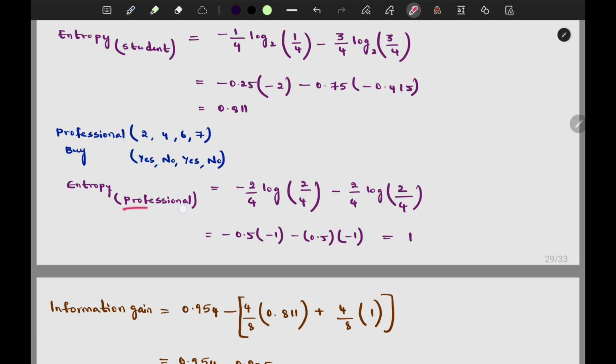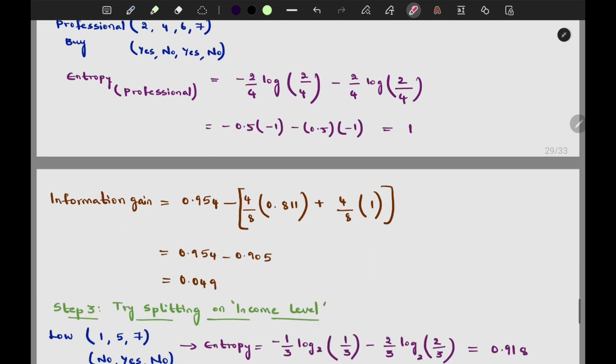Now next I'll consider it for professional. Here you can see I'm having 4 professionals, divided by 8, because student plus professional is 8, and I'm having entropy of professional. So now information gain is equal to 0.954 minus 0.905. After calculating these things, I got 0.905. So now the information gain of this particular feature, which means of this type feature, is 0.049.